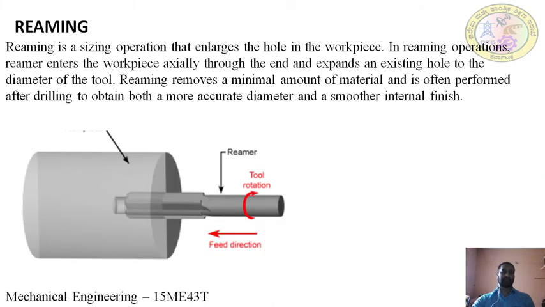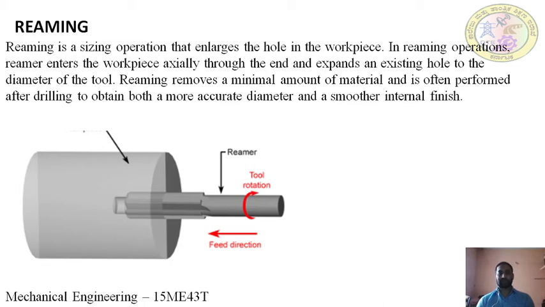Next is the reaming operation. For performing the reaming operation, we already need a hole which is made by the drilling operation. Without a hole, we cannot do the reaming operation. Reaming is nothing but enlarging and finishing the already drilled holes.